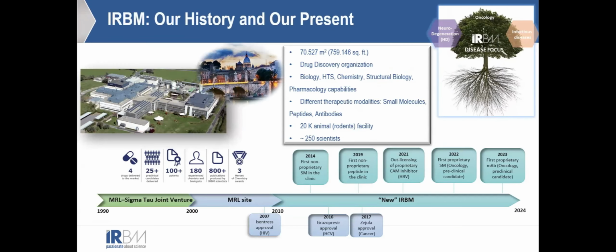So let me spend some words about IRBM, who we are, and our mission. IRBM is a multi-integrated drug discovery organization that has everything necessary for drug discovery. We have biology, ADME, chemistry, structural biology, pharmacology. We work with different therapeutic modalities: small molecules, peptides, antibodies. We have our animal facility, and we are more than 250 scientists. But we are not just a CRO, so we love to work on our internal projects as well. And we have three different research areas: neurodegeneration, oncology, and infectious disease.